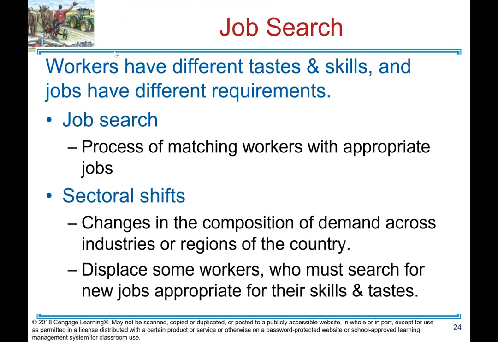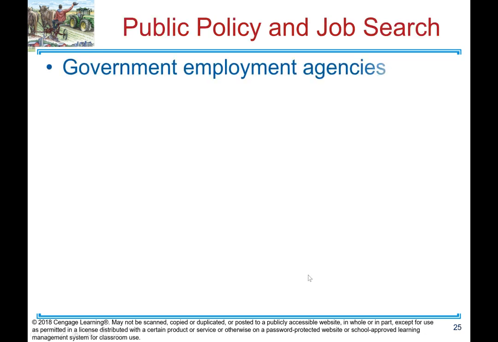Job search. Workers have different tastes and skills, and jobs have different requirements. Job search, therefore, is a process of matching workers with appropriate jobs. Sectoral shifts, changes in the composition of demand across industries or regions of the country, displace some workers who must search for new jobs appropriate for their skills and tastes.